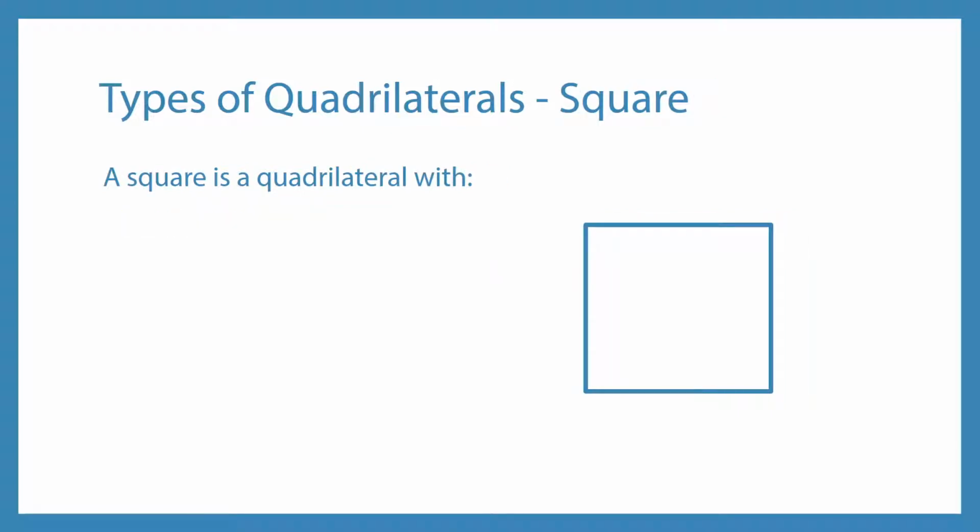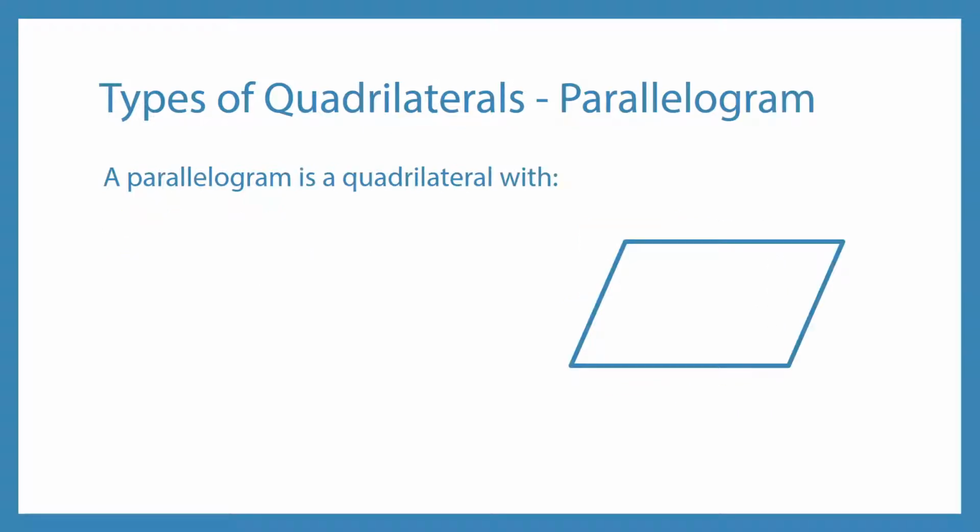We come along, we get to the square. A square is a quadrilateral where all the corners are right angles. So just like a rectangle, they equal 90 degrees, but it's a special one where all the sides are also the equal length. So all of these are 90 degrees, and each side is going to equal the length of the other sides.